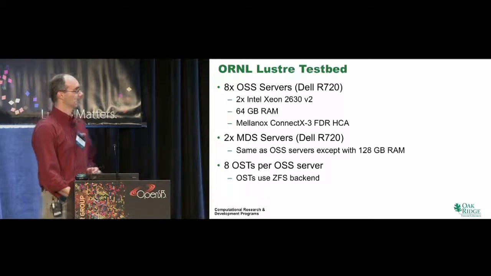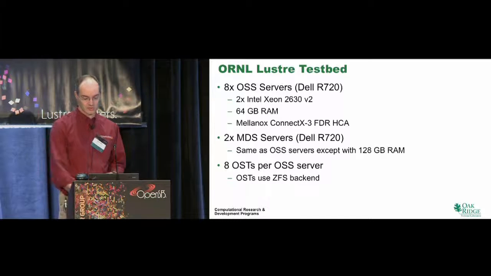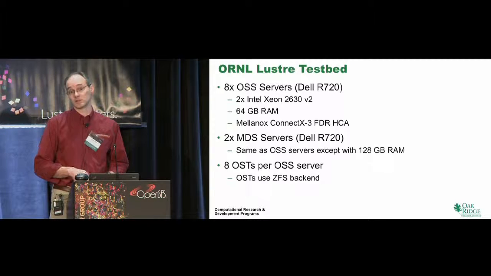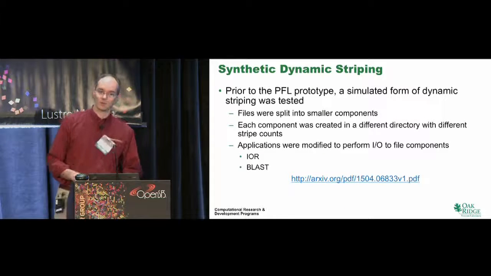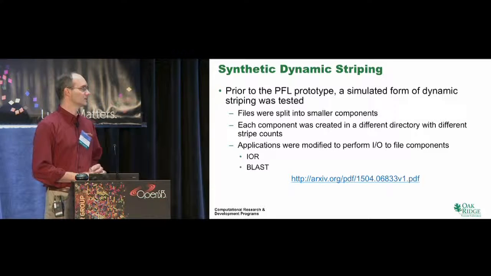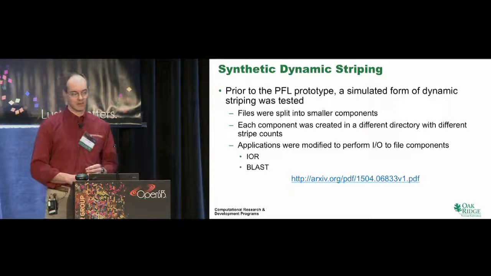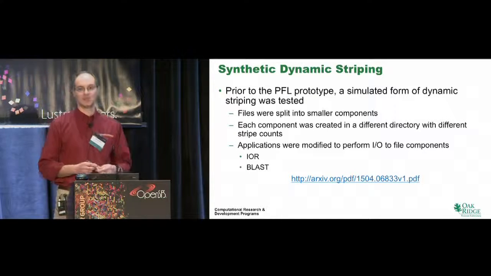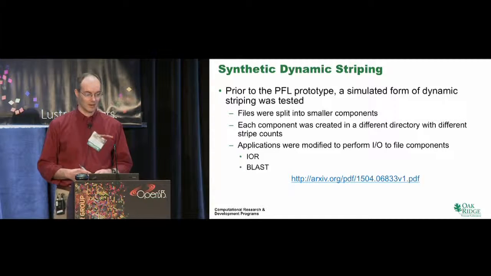For the Oak Ridge tests, we had a little test bed: 8 OSS servers, 64 OSTs, and a couple of MDS servers. This uses the ZFS backend, as opposed to the Intel test, which used LDiskFS. One of the things we wanted to look at was a comparison with synthetic dynamic striping. Now, this was prior to the PFL prototype being implemented. There was a simulation done of what the performance might be from dynamic striping.